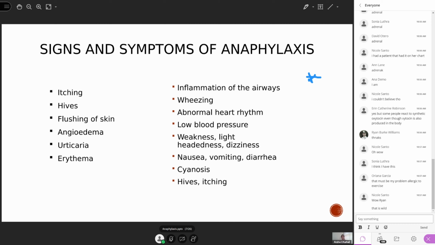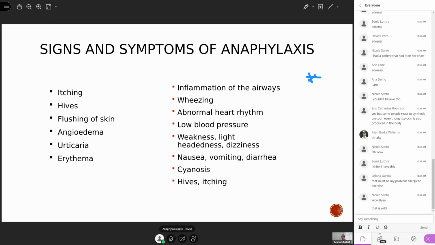So anaphylaxis, as any other type of hypersensitivity reaction, starts pretty much at the skin level, okay? At the skin level. If we really are competent and we are keen observers and we do good assessment, we can catch that anaphylaxis reaction very soon.